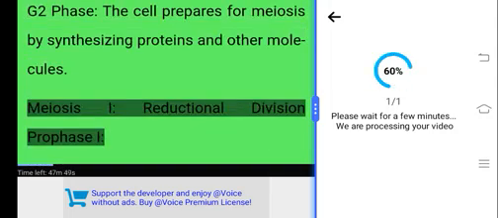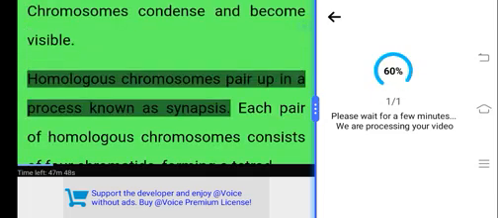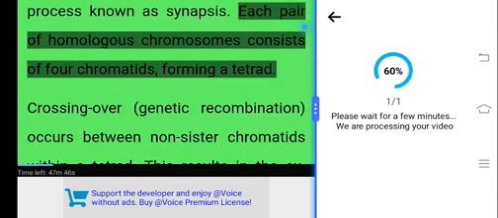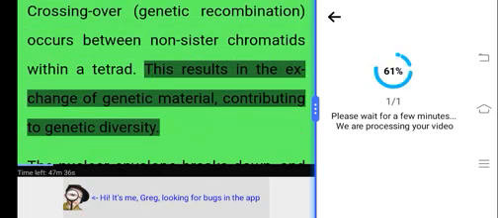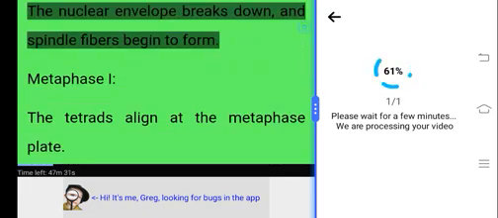Meiosis I, reductional division. Prophase I: chromosomes condense and become visible. Homologous chromosomes pair up in a process known as synapsis. Each pair of homologous chromosomes consists of 4 chromatids, forming a tetrad. Crossing over, genetic recombination, occurs between non-sister chromatids within a tetrad. This results in the exchange of genetic material, contributing to genetic diversity. The nuclear envelope breaks down, and spindle fibers begin to form.